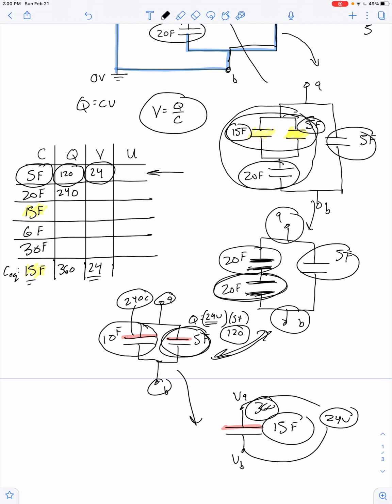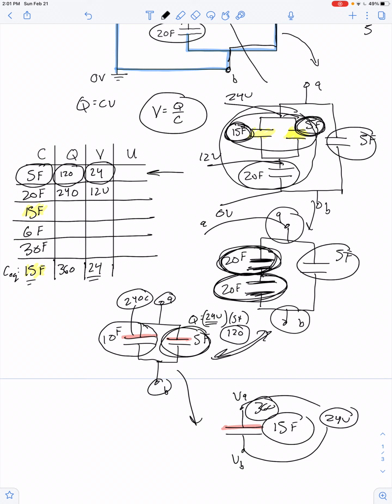Voltage is charge divided by capacitance, so when we divide 240 by 20, we get 12 volts. That means the electric potential right here, as we know, is 0 volts. So the electric potential right here must be 12 volts, and we know the electric potential right here is 24 volts. So, no surprise, because this 15 and this 5 farad capacitor are acting as one single 20 farad capacitor, a 20 farad capacitor and another 20 farad capacitor in series act as a voltage divider that cuts the full voltage in half.